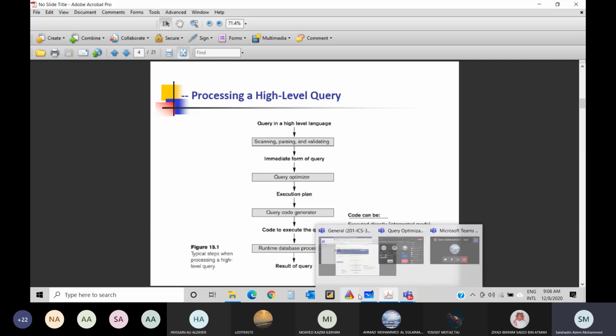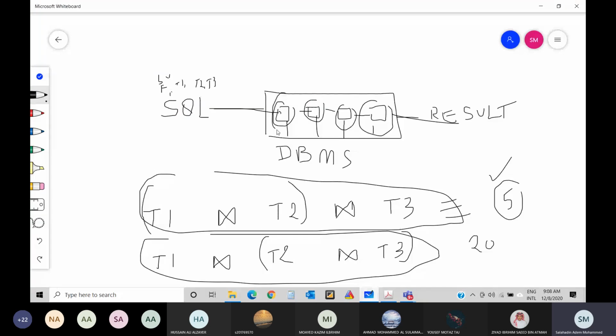So now let's go and see what happens in this phase, what happens in this phase, what happens here, and what happens here. Let's go one by one and I'll explain for you. When you write your SQL statement and press enter, it goes through different modules, from this phase to this phase. At the end, you will see the results. So let me show you what each phase is doing.